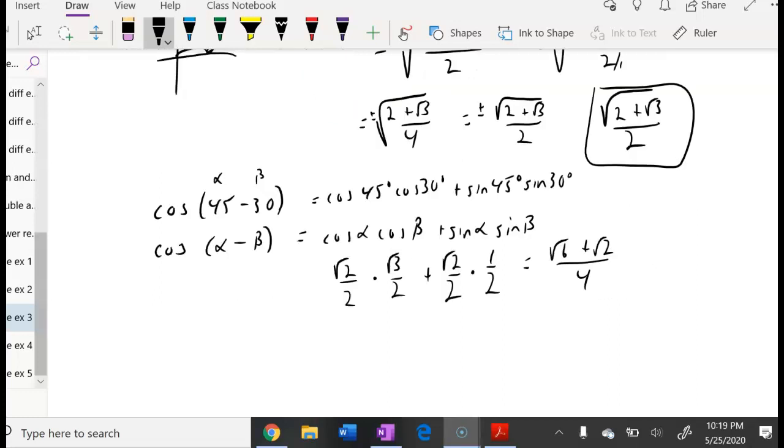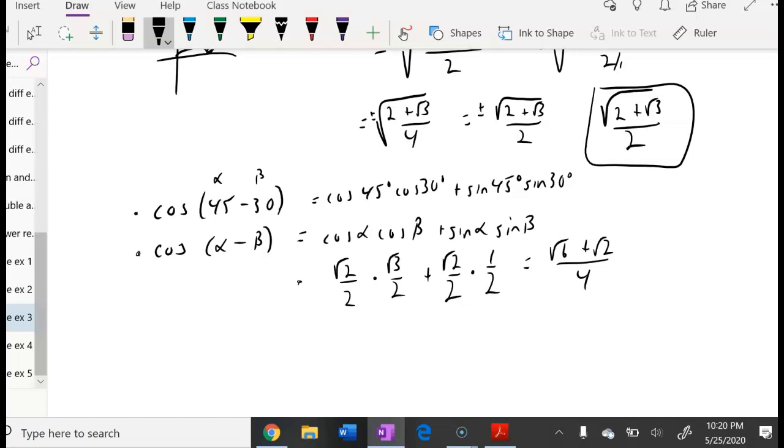Okay, so a little review of what we did with the sum and difference formulas. Here's the cosine of 45 minus 30. Here's the formula itself, and then just applying that to 45 and 30, we get these rad 2's and rad 3's over 2's. And so that simplifies to rad 6 plus rad 2 over 4.